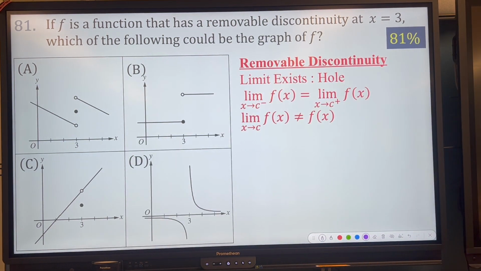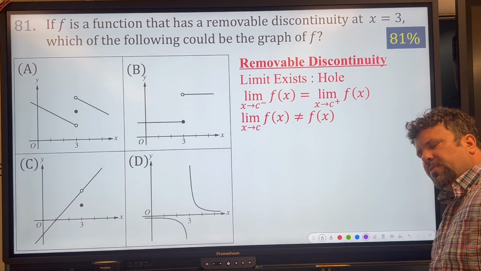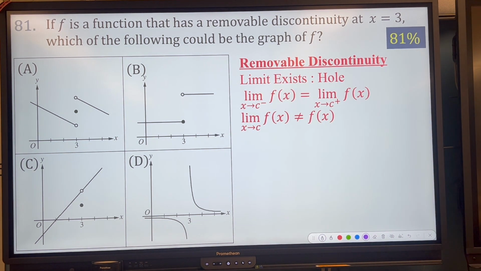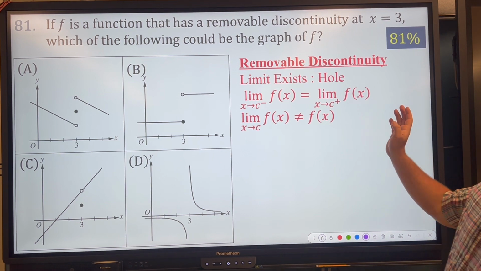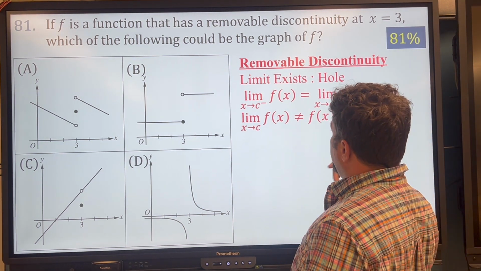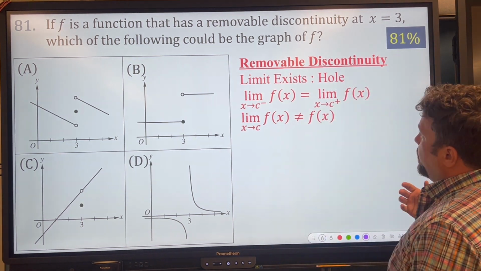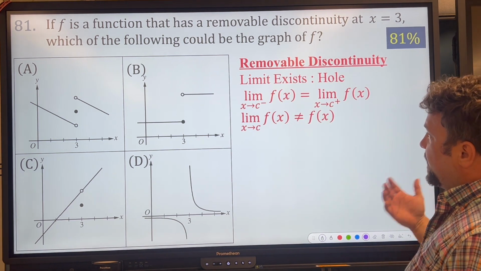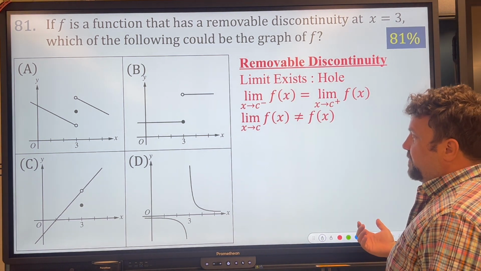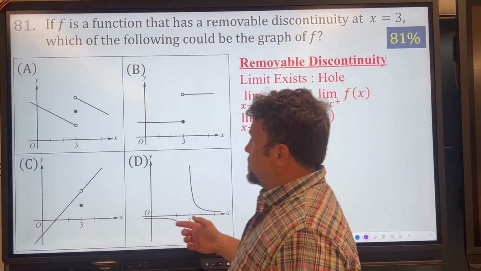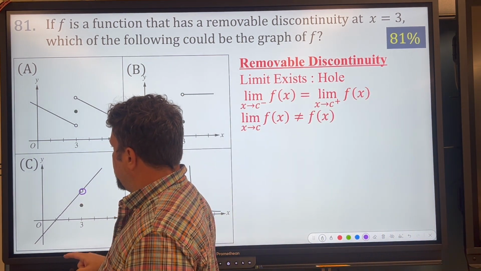So here's the words. Removable discontinuity. That is also known as a hole, okay? So the limit of f of x from the left to the right both equal each other. And then what happens is the limit does not actually equal the value. So look at this. So there has to be a hole. There's only one here with a hole.